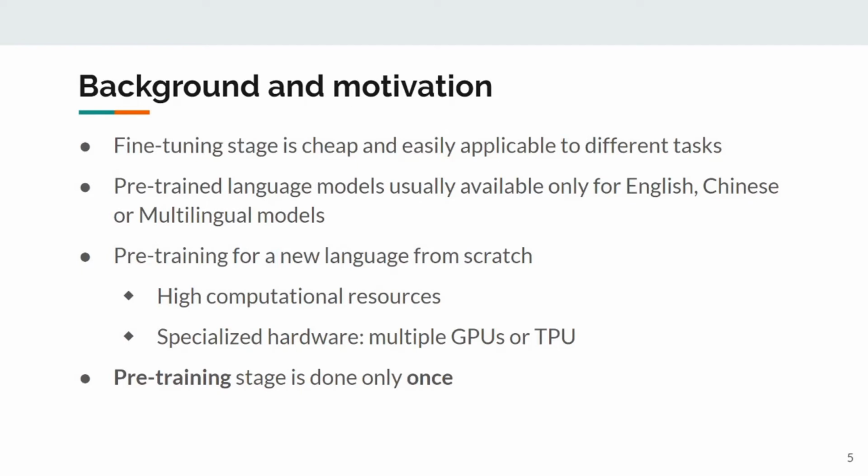These models are interesting because fine-tuning a pre-trained language model is cheap and doesn't require many architecture modifications to apply them to different tasks. However, pre-trained models are often available only for English, Chinese, or multilingual models that don't perform as well. And training these models from scratch requires vast amounts of computational time and specialized hardware, such as multiple GPUs or TPUs. The good news is that pre-training has to be done only once.